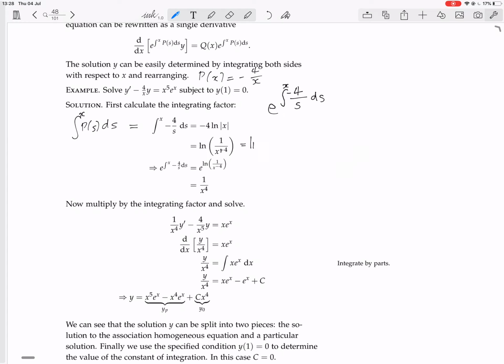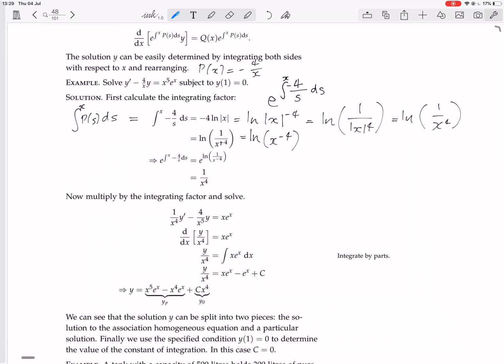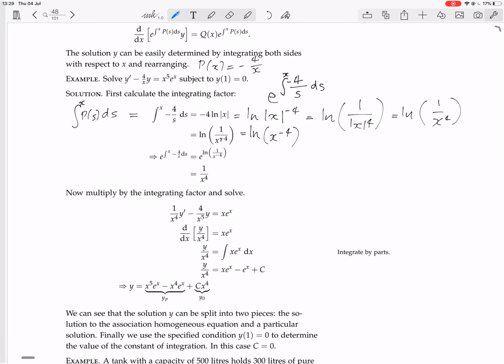Okay, sorry. ln of x to the minus 4. Because when you bring this in, it becomes ln of the absolute value of x to the minus 4, but that's the same as ln of 1 over x to the 4. But when you raise something to the 4th power, it takes away the negative anyway, so you don't need the absolute value anymore. So you have 1 over x to the 4, which is the same as x to the minus 4. Okay, fine. So the integrating factor really is what they said. They made a small sign error.